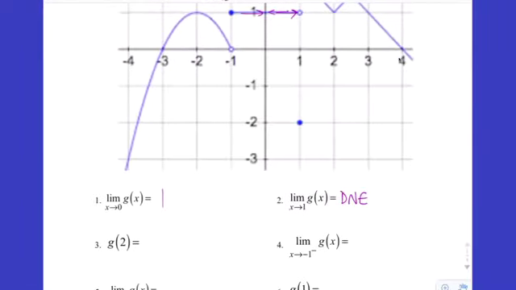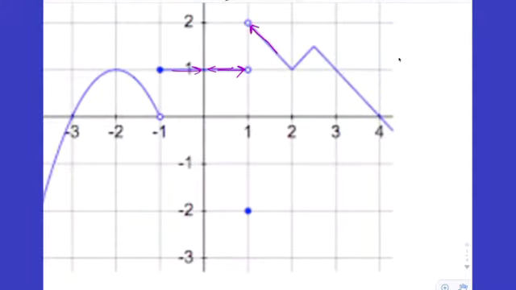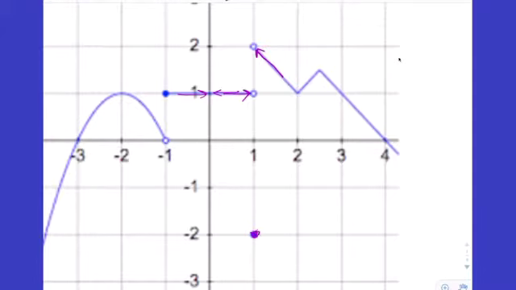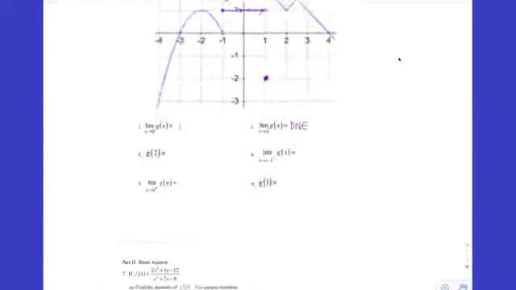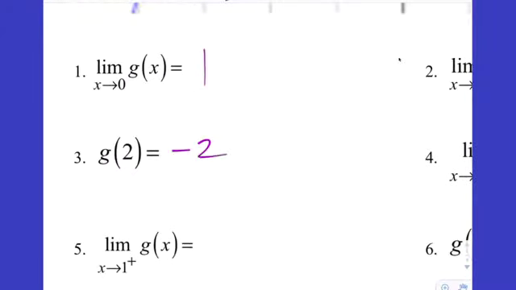G of 2, that's going back to looking for the function value at 2. You look high, you look low, and you look for the dot, and it's right there at -2. So that's the answer to this one, -2.